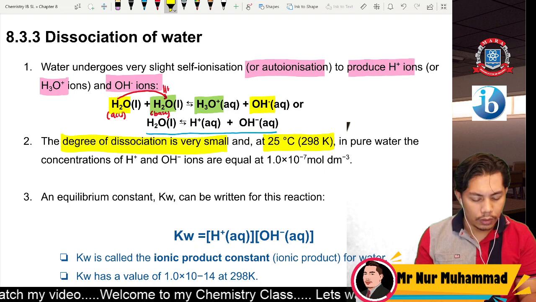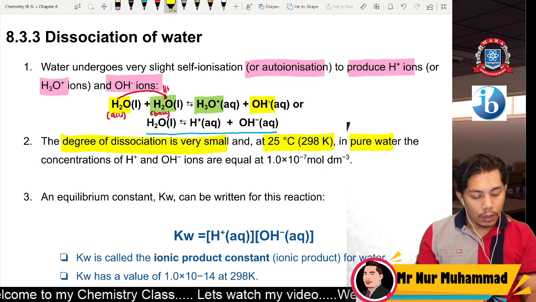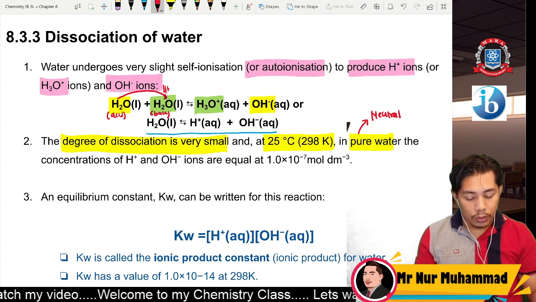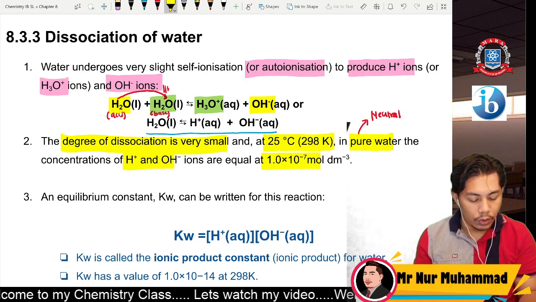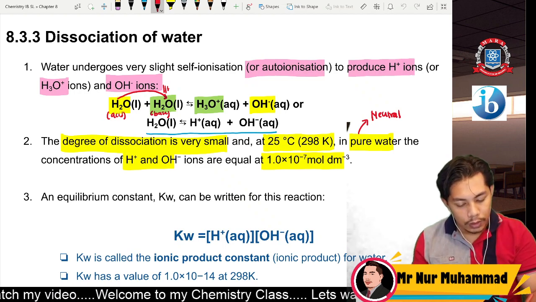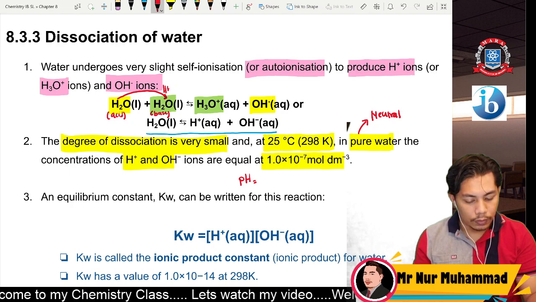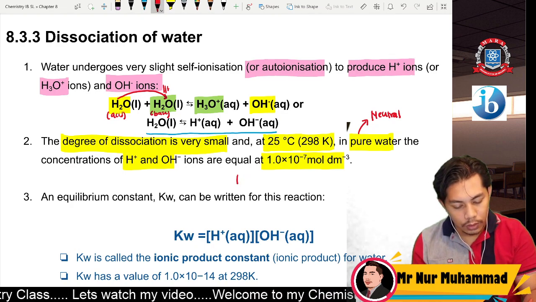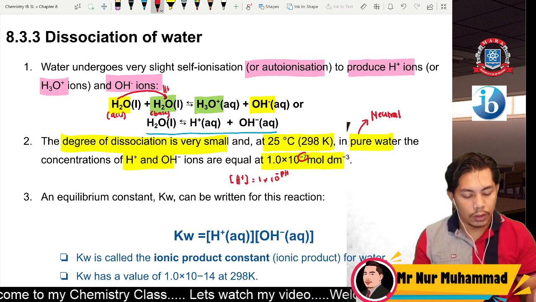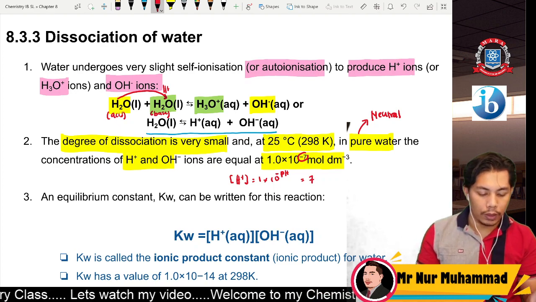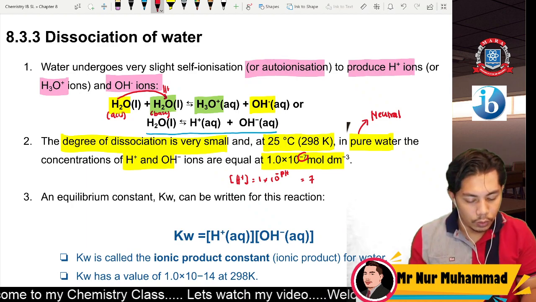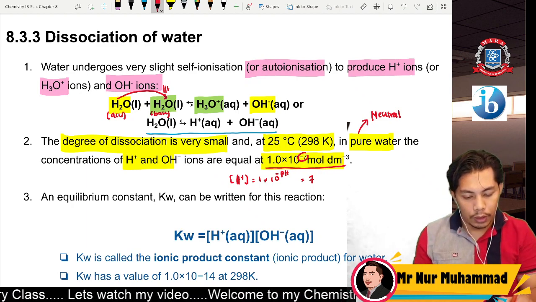At 25 degrees Celsius or 298 Kelvin in pure water, and when I say pure water, this means neutral, the concentrations of hydrogen ion and hydroxide ion are equal at 1.0 times 10 negative 7. Why negative 7? Let's recall: the concentration of hydrogen ion equals 1 times 10 to the power of negative pH. So this negative 7 refers to pH 7. This is neutral pure water, so that's why the concentration of hydrogen ion and hydroxide ion is 1.0 times 10 negative 7, because we use this formula.